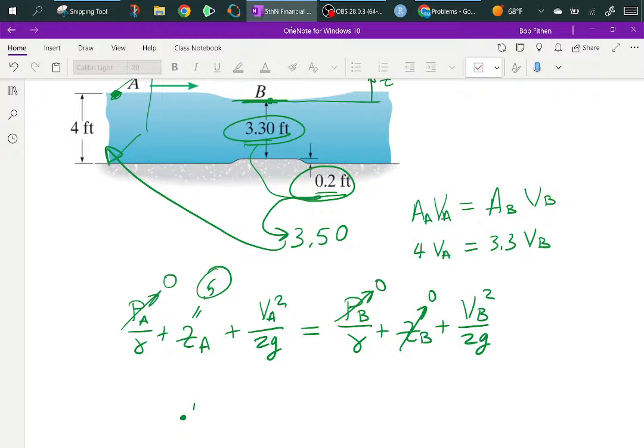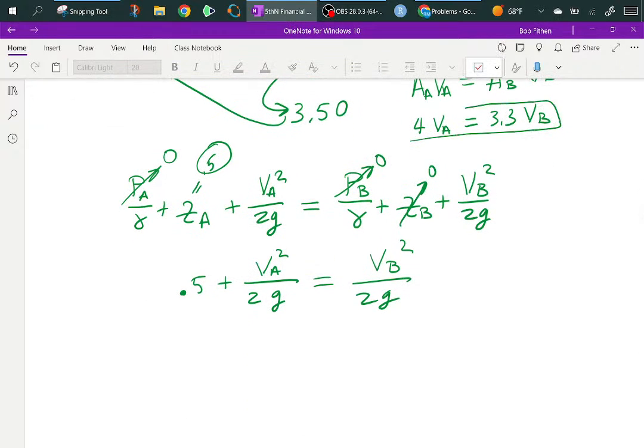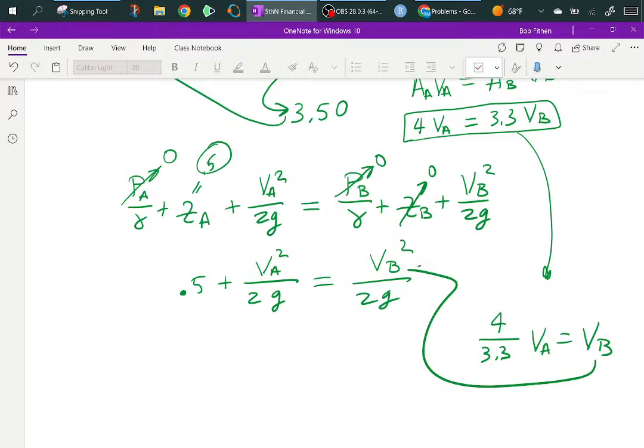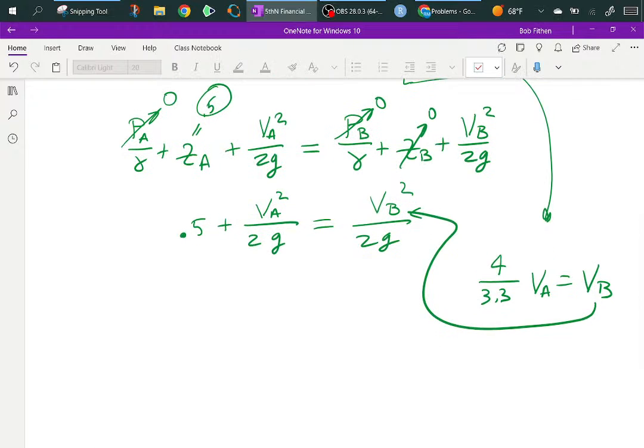So I get a half a foot plus velocity A squared over 2G is equal to velocity of B squared over 2G. Now, I can take these two, and I can take 4 divided by 3.3, is that right? Yeah, 4 divided by 3.3, VA is equal to VB. And then I can just stick that in there. For that matter, you could reverse around and stick the other one in there. It doesn't really matter which one you find.